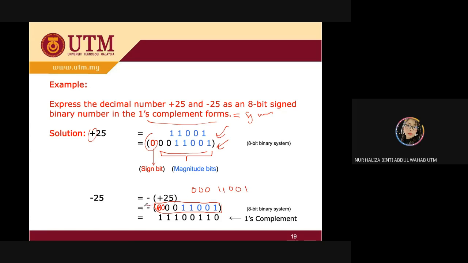After that, you can see because it's a negative number, you need to apply the first complement method. So you just change 1 to 0, 0 to 1, and continue. This is your negative 25 first complement, and this is positive 25 first complement. Again, positive is similar to sign magnitude, but for negative, you cannot apply this again.